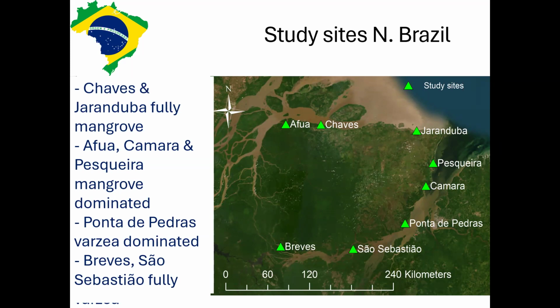Now, Varzea is an Amazon flood forest type of ecosystem. There's quite a bit of freshwater input that travels through there, out through the Amazon estuary, where the Tocantins and the Amazon join. Then down in the south, you've got Ponte de Pedras, which is Varzea dominated, although there are still quite a few mangroves in the site. And right down in the south, Breves and São Sebastião are fully Varzea ecosystem.